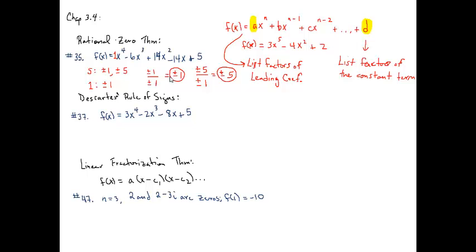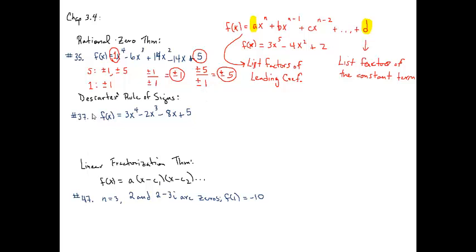So the rational zero theorem says you take the factors of the constant term and the factors of the leading coefficient and you divide them. Constant term factors go on top first. The leading coefficient goes on the bottom. Constant term on top, leading coefficient on the bottom.